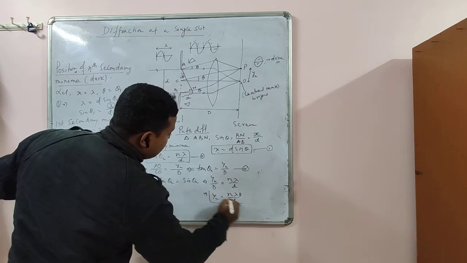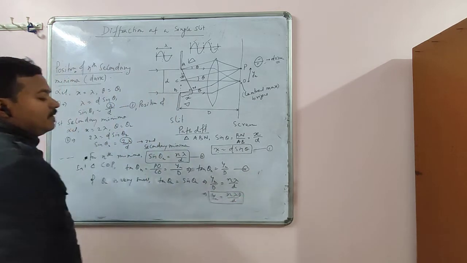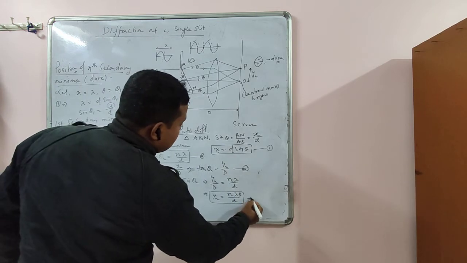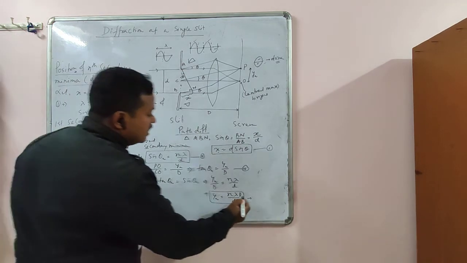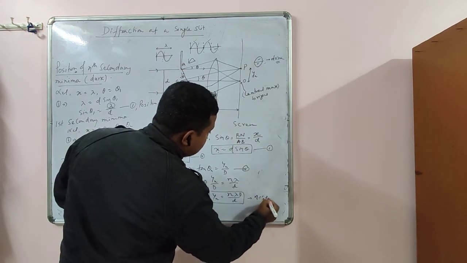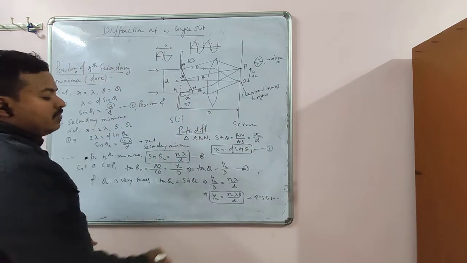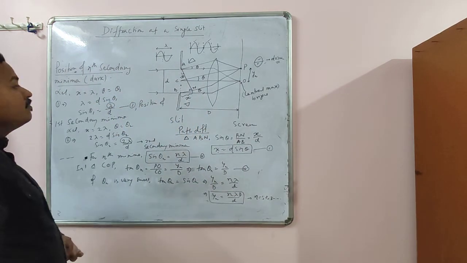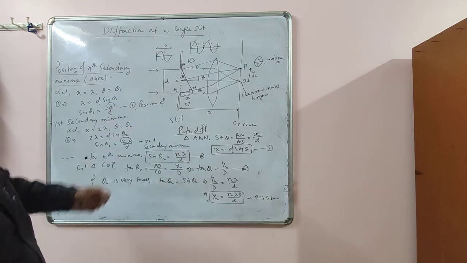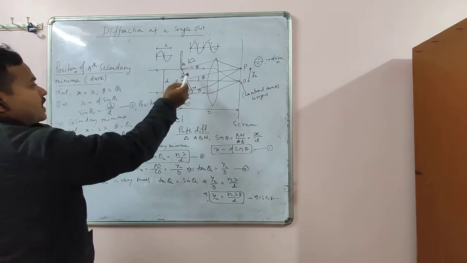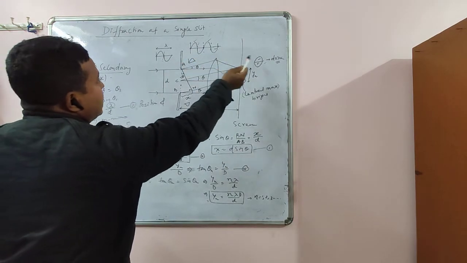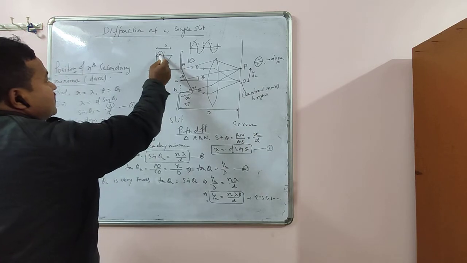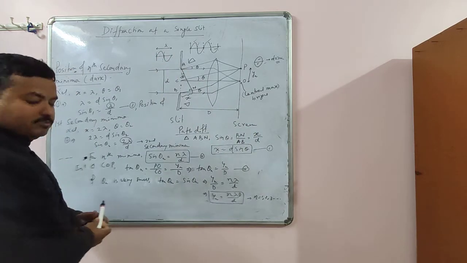So this you have to remember, okay. So this is the position of what? That is nth secondary minima, that is n lambda D by d. So here n is equal to 1, 2, 3 like that. So this way you can find out the position of nth secondary minima. So it is very simple. Here we have seen that if path difference is lambda, then it cancels out, 2 lambda, then also cancels out, 3 lambda, then also cancels out, because of equal number of crest and trough.